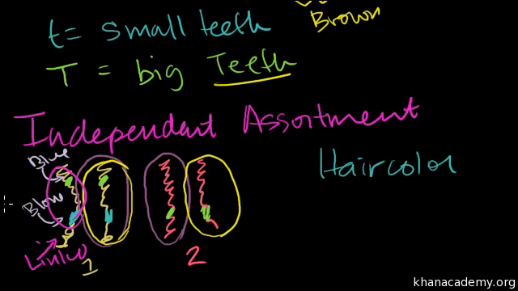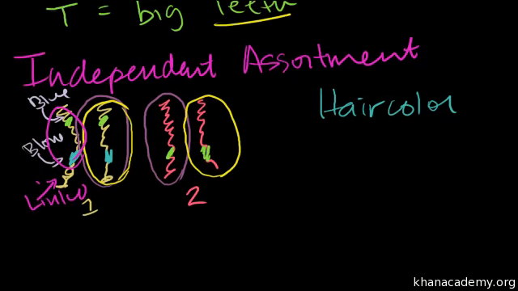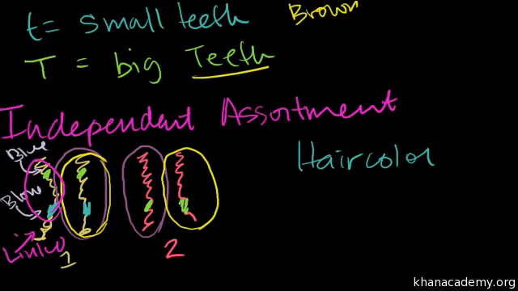We'll talk more about linked traits, and especially sex-linked traits, in probably the next video or a few videos from now. But let's assume that we're talking about traits that assort independently, and we cross two hybrids. So this is called a dihybrid cross. Very fancy word, but it gives you an idea of the power of the Punnett square.